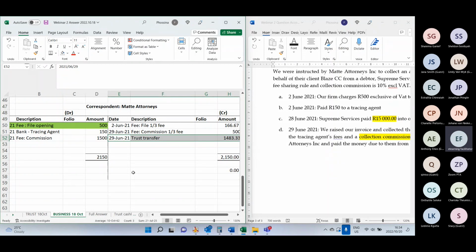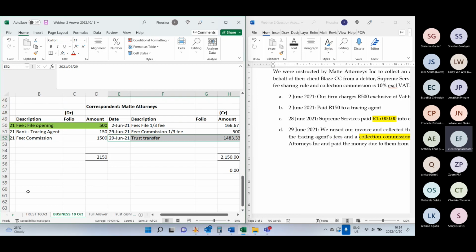And how do we record it? We are transferring this money. One, when we are transferring it, we are going to receive it in our business account. Two, we are going to take it from the trust account. Three, it also affects our correspondence account. Okay, so let's start by recording in the correspondence trust account.